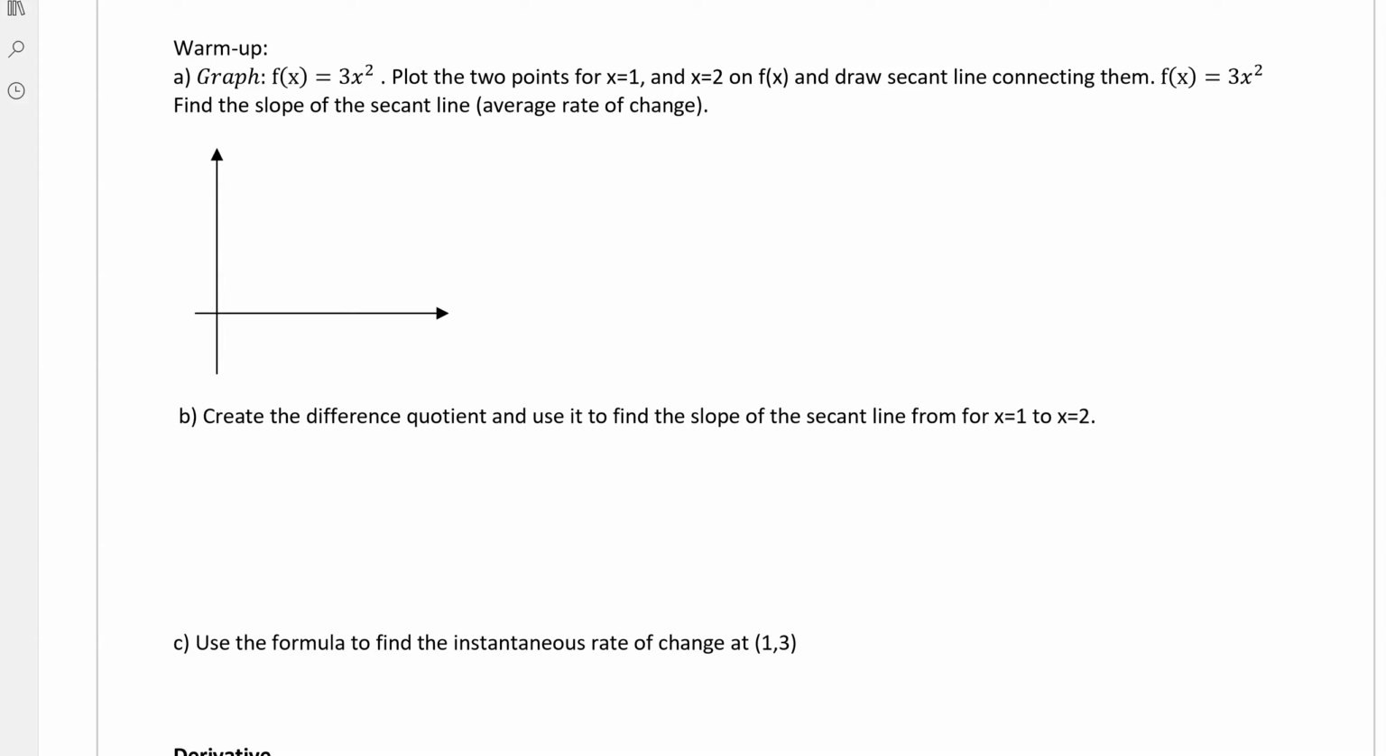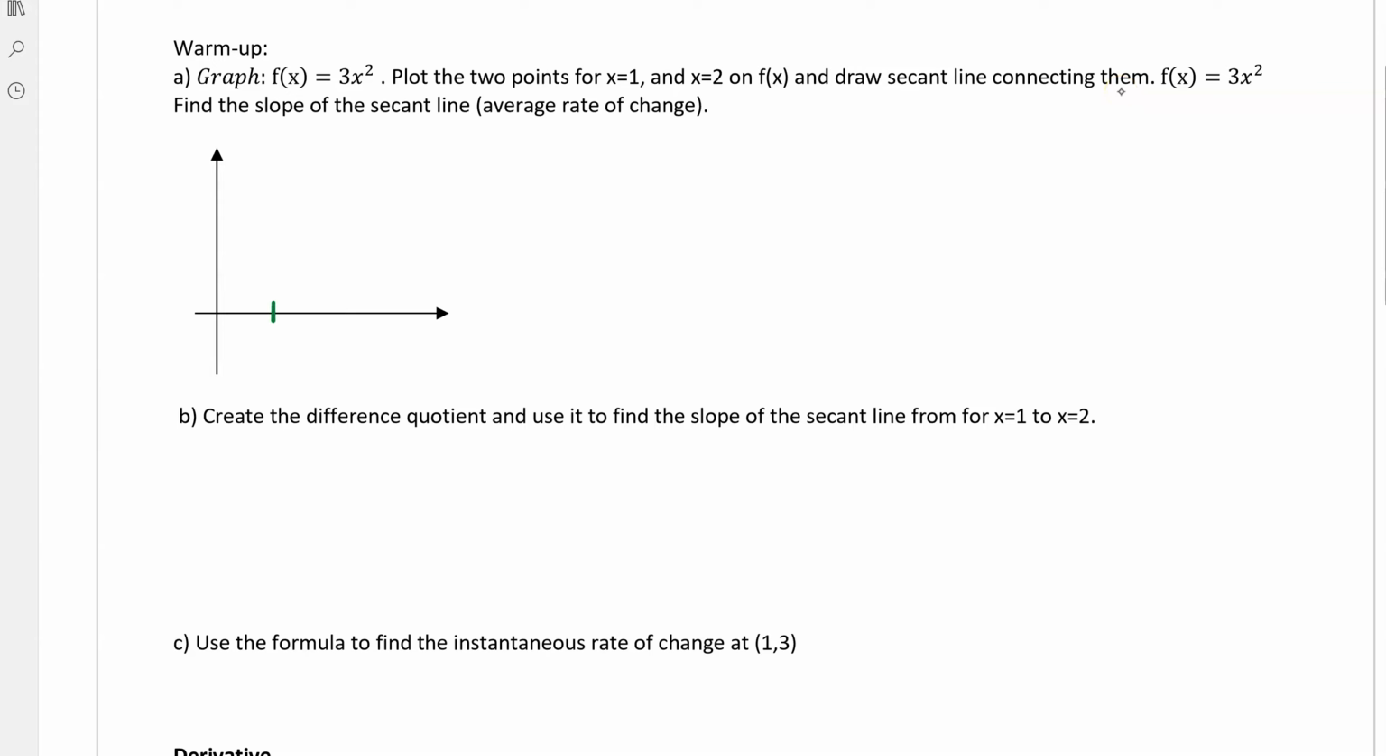In this video, we're going to talk about the derivative, an introduction to it. So we're going to build up to it with a little bit of review. The first thing we're going to do is graph f of x equals 3x squared, and then plot the 2 points for x equals 1 and x equals 2, and then connect them with that secant line.